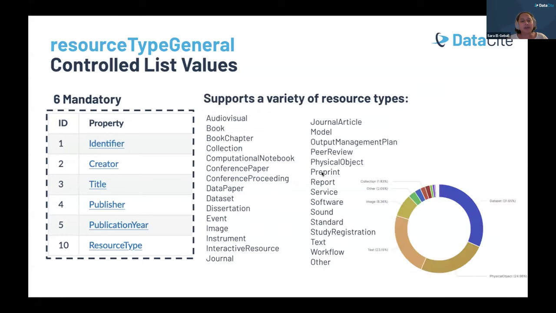But again, back to the metadata schema, what makes it particularly valuable is the generic nature of it. This allows us to support different types of resources across all disciplines. So that means that it's flexible and it's not just limited to data sets. It's adaptable to various research outputs, anything from software, journals, and more. And here we see what we currently support. We support 30 controlled list values for resource type general.